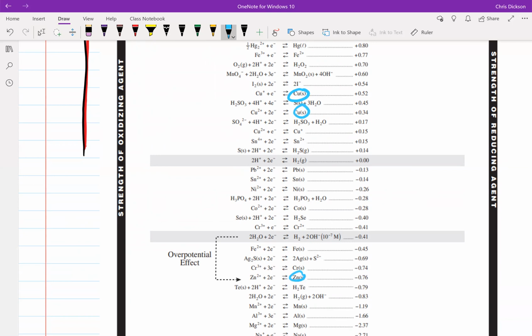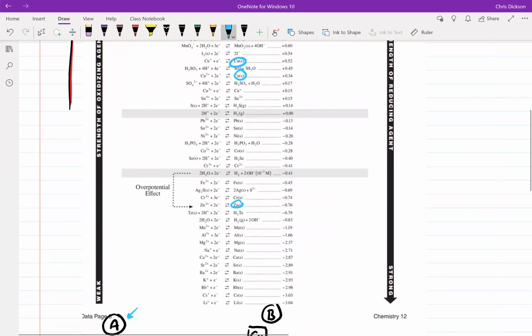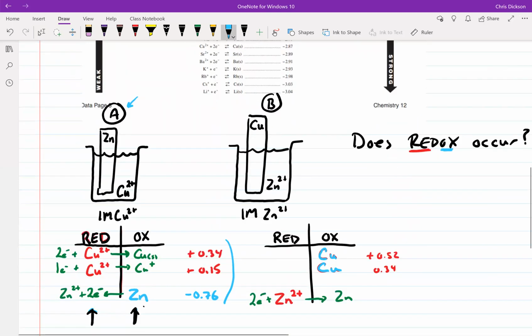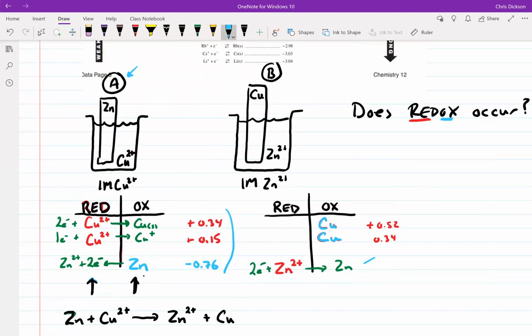And now you're going to make zinc. But according to the data table, the further down you go, the stronger you are as a reducing agent. So the zinc actually now would be the strongest reducing agent, which means it would get oxidized before the copper does. So this reaction doesn't happen because the byproduct is actually a stronger reducing agent than the copper you started with. And we could use the same logic by saying, well, let's take a look at the two coppers.